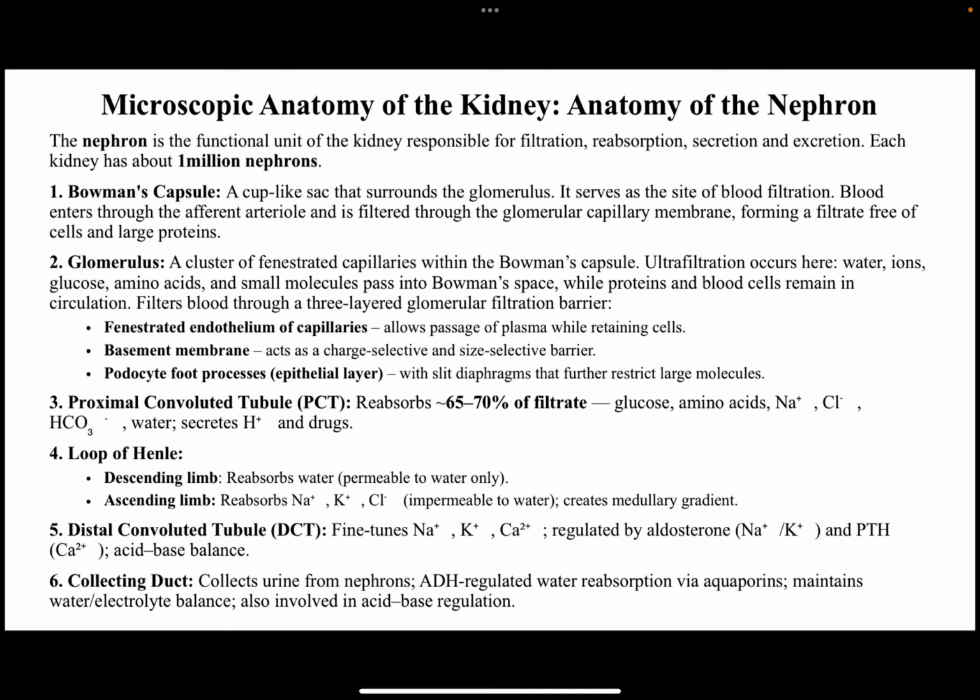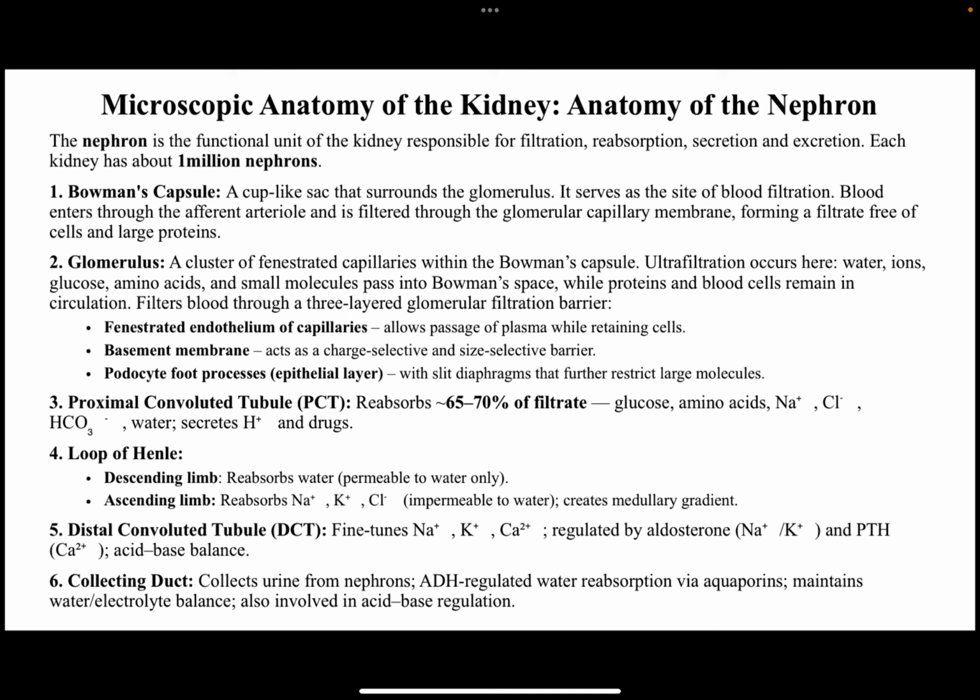Now, let's go on to the main deal, the microscopic anatomy of the kidney. So now, we've looked at the part of the anatomy that you can see unaided. But on this slide, we are going to look at the part of the anatomy that you cannot see with your naked eye.